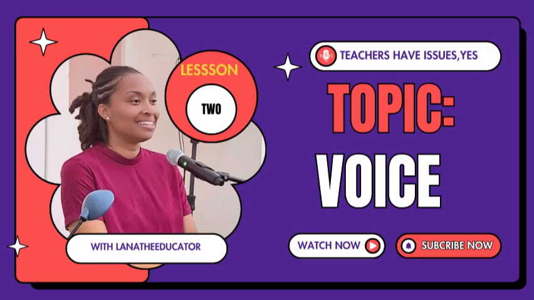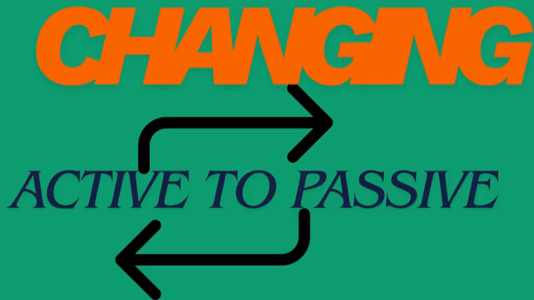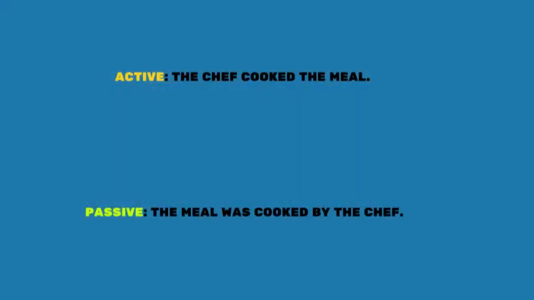So what about changing the active voice to the passive voice? The first thing you want to do in changing the active voice to the passive voice is to find the object, the thing that is being acted upon. Then you want to move that to the front. So let's look at this example. The chef cooked the meal.